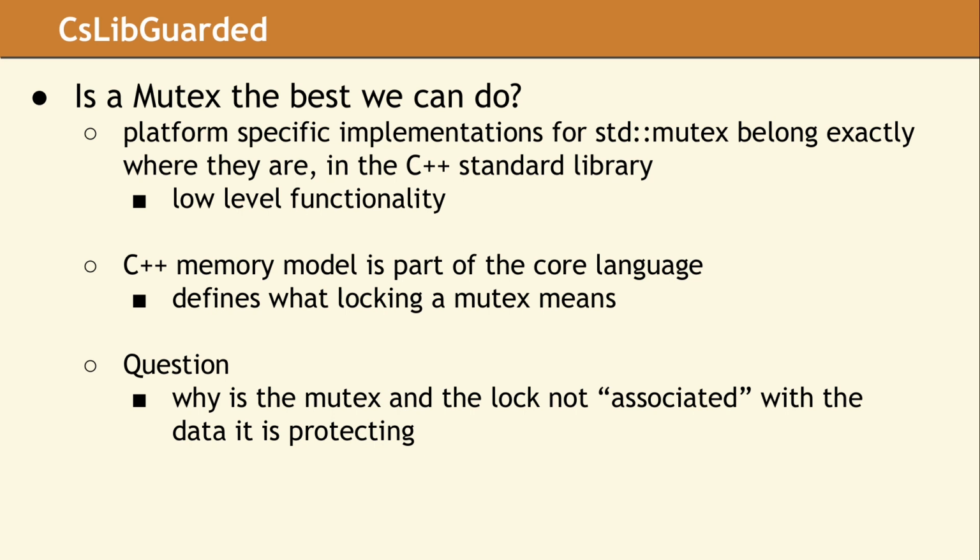Implementing a mutex class requires platform-specific code, and part of the point of having a standard is to provide consistency and reliability. There is nothing wrong with std::mutex, but what does it mean to lock a mutex? How does this lock indicate that it is protecting some shared data?